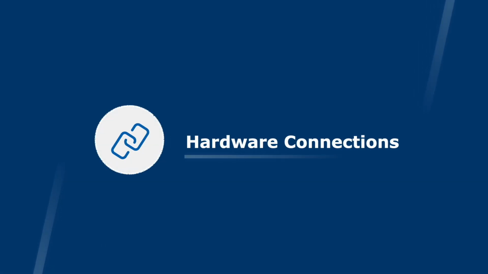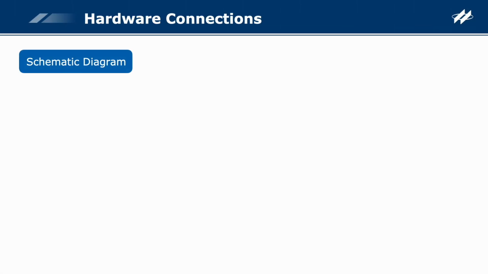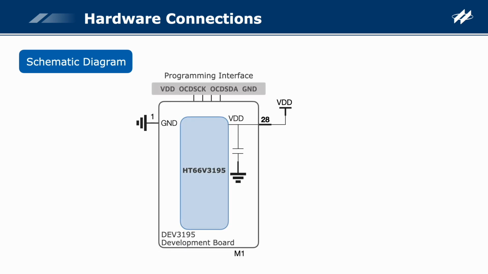Hardware connections. Next, let's go through the schematic diagram of this experiment. The main control MCU on the DEV3195 development board is the HT66V3195. A bypass capacitor is connected between the power supply and ground on the board, which helps stabilize the supply voltage and filter out AC noise.